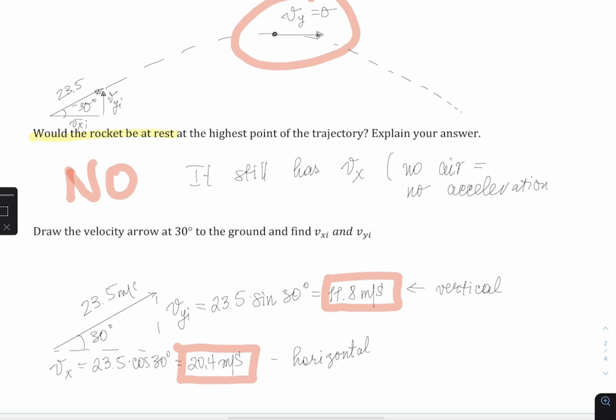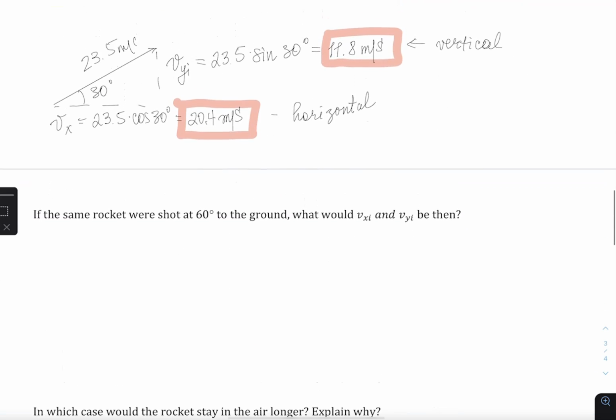Now, the next question was, what if we take the same rocket, but shoot it at 60? Now, 60 and 30 are complementary, which means where we had cosine, so if this is 60, we now have 23.5 cosine of 60, which is the same as sine of 30. So this becomes 11.8 meters per second here, and this becomes 20.4 meters per second for the vertical part.